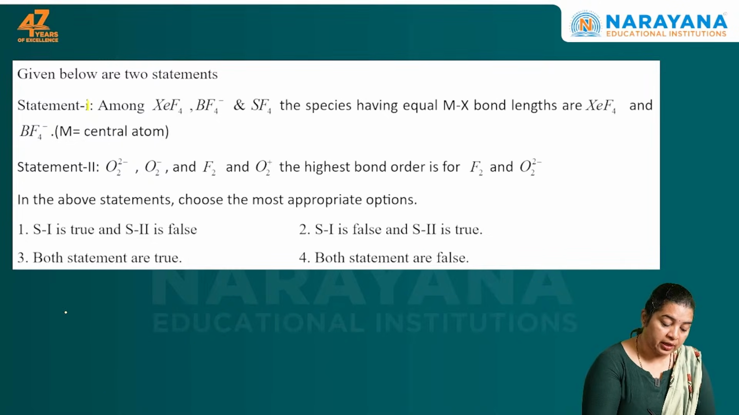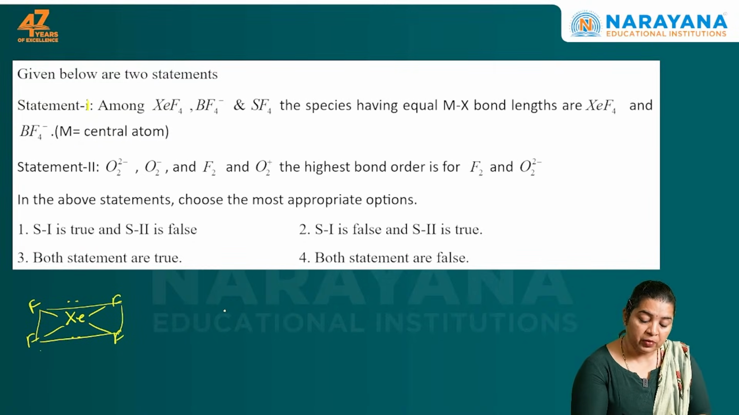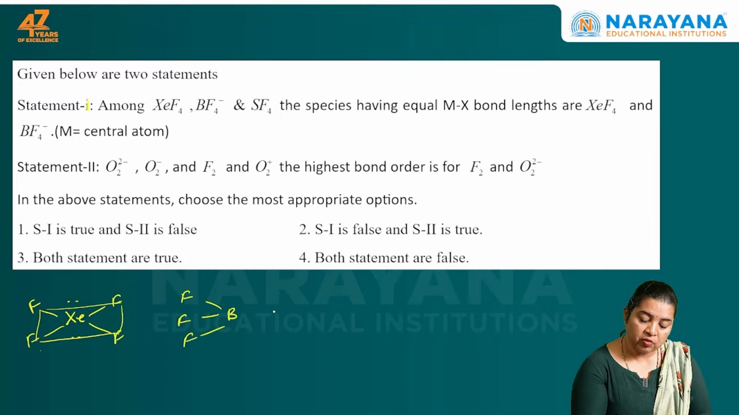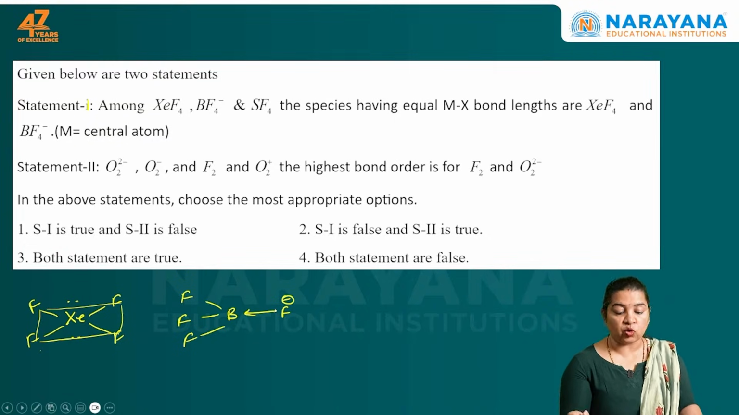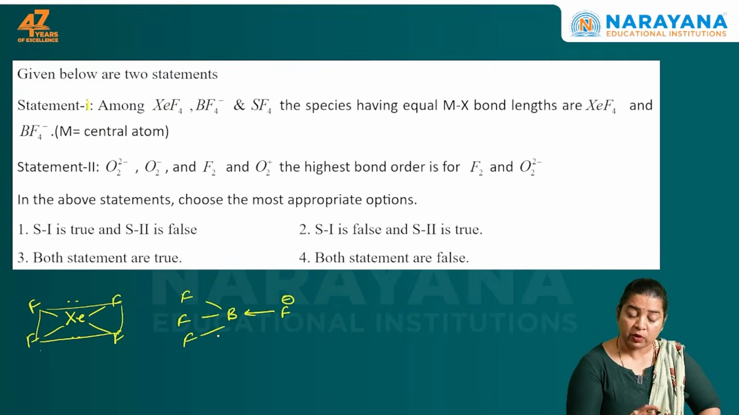Well, that is correct because xenon has all these bond lengths equal. When we talk of BF4 negative, this coordinate bond is ultimately behaving as a normal sigma bond. So, yes, all the bond lengths are equal. The first two compounds give the condition correctly.